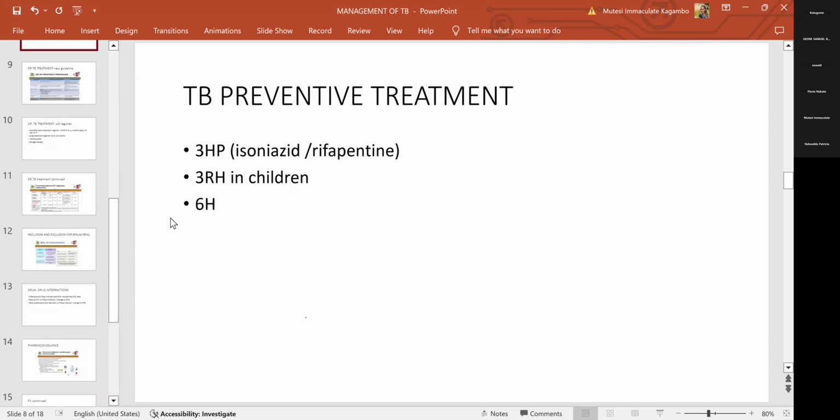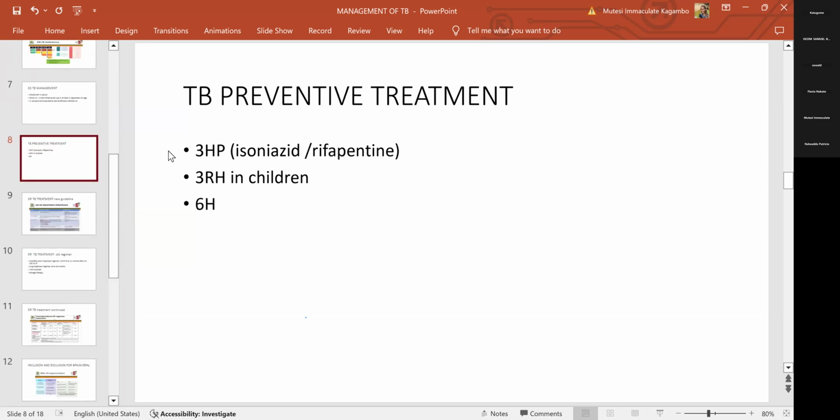So latent TB, just as I told you, the pathophysiology of TB is that it's a slow multiplying bacteria. When it usually lands in the alveoli, in most cases your body defense system, the macrophages, engulf it and keep it dormant until your immunity is compromised. That's when it can become a full-blown disease. So the majority of us healthcare workers and patient caretakers actually have dormant TB.